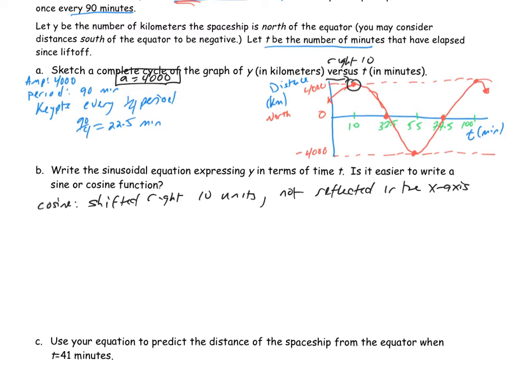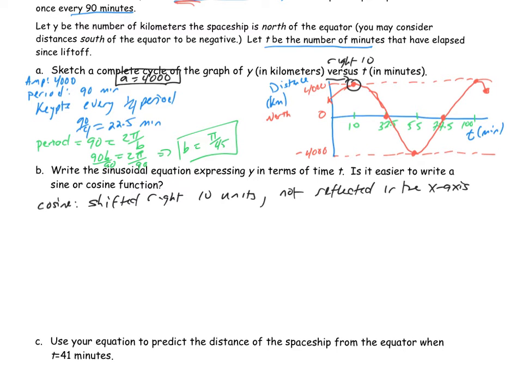We know that the period, I'll do that up here, the period was 90 minutes, so the period equals 90, which is going to be 2 pi over B. So I'll multiply both sides of the equation by B. And then I will divide both sides of the equation by 90. So that B is equal to pi over 45.